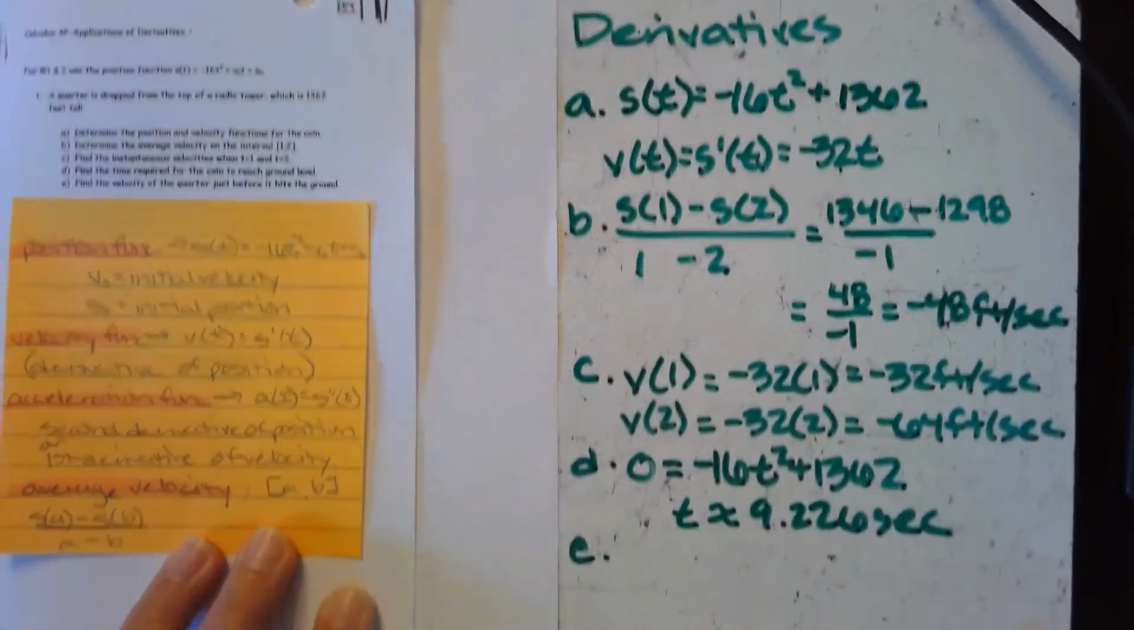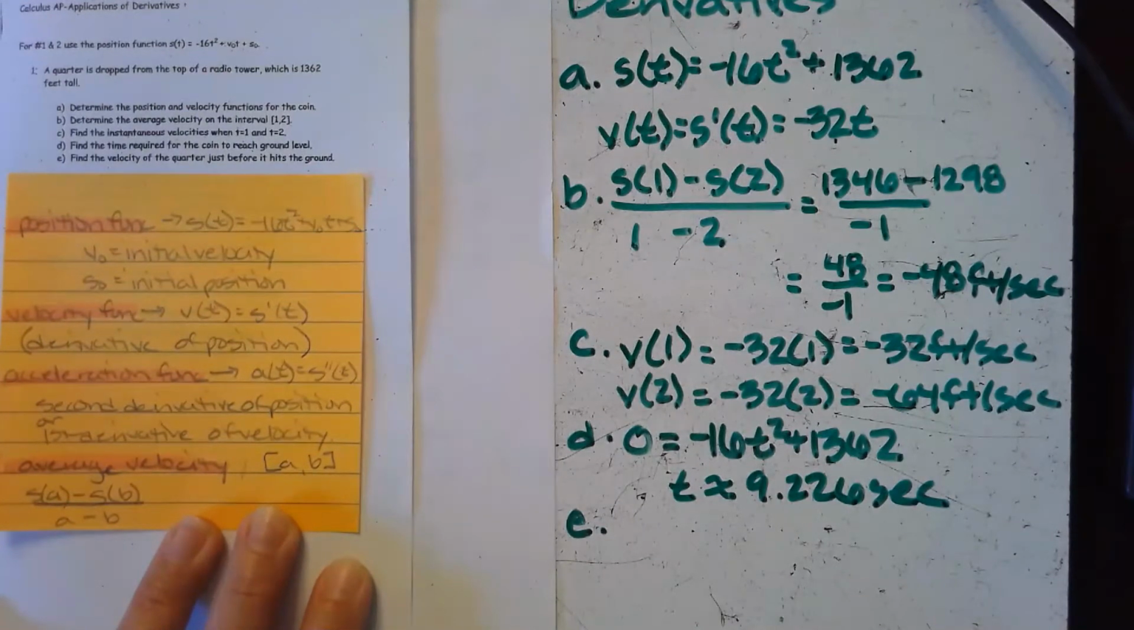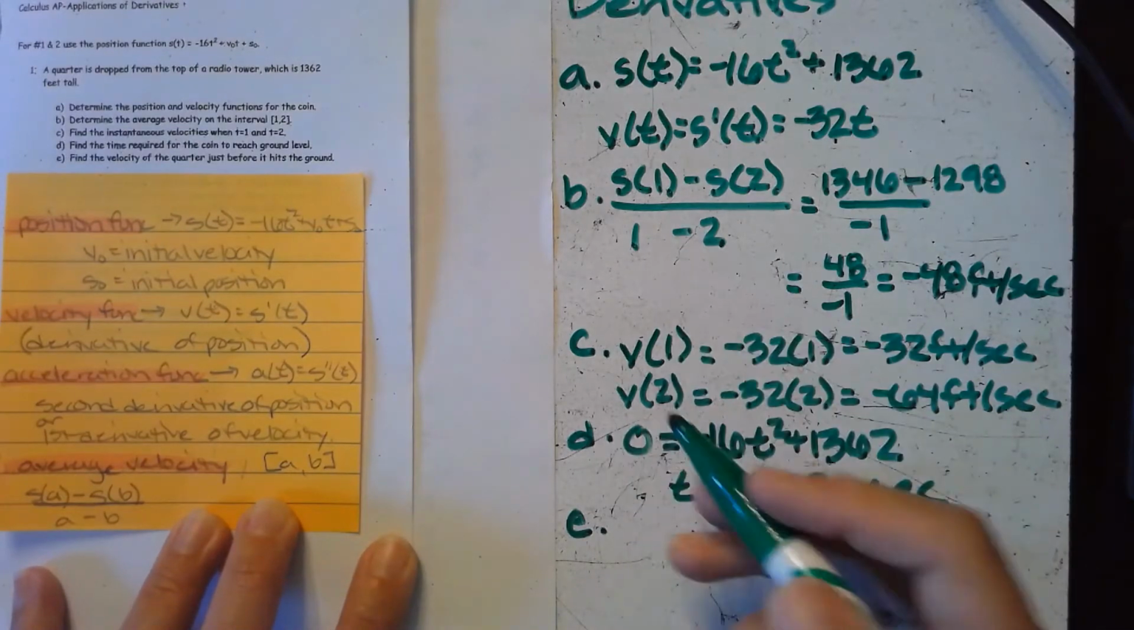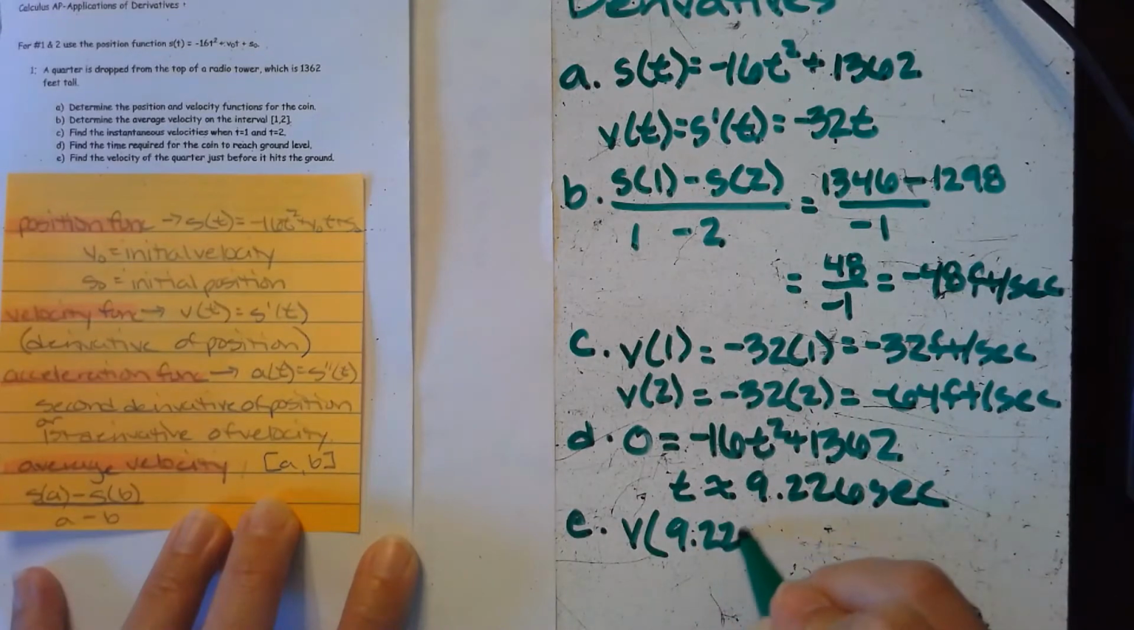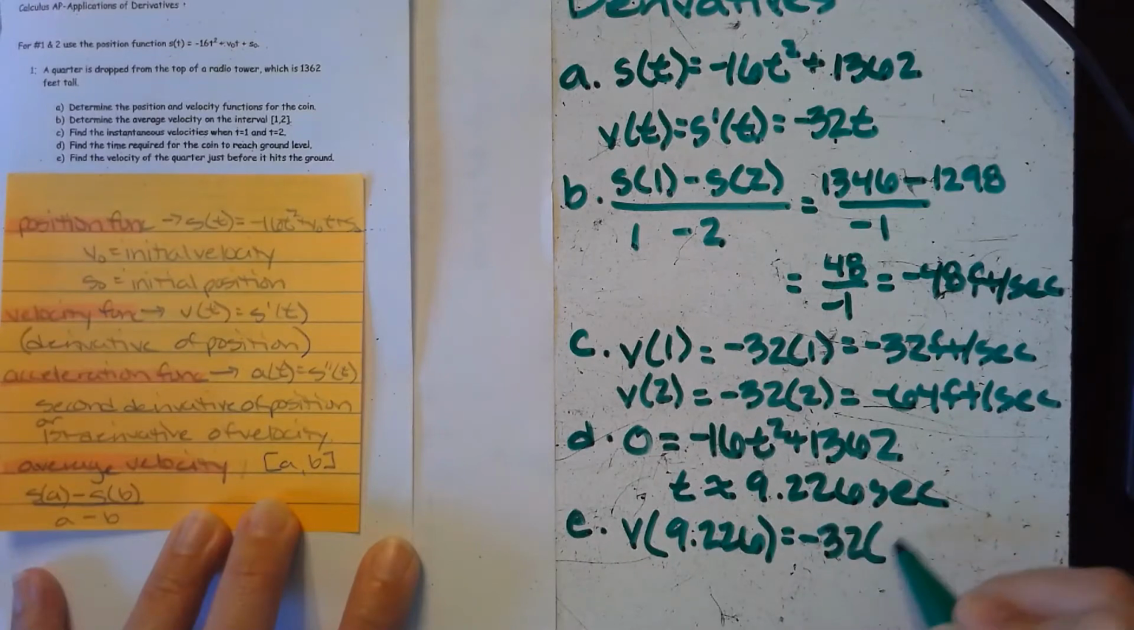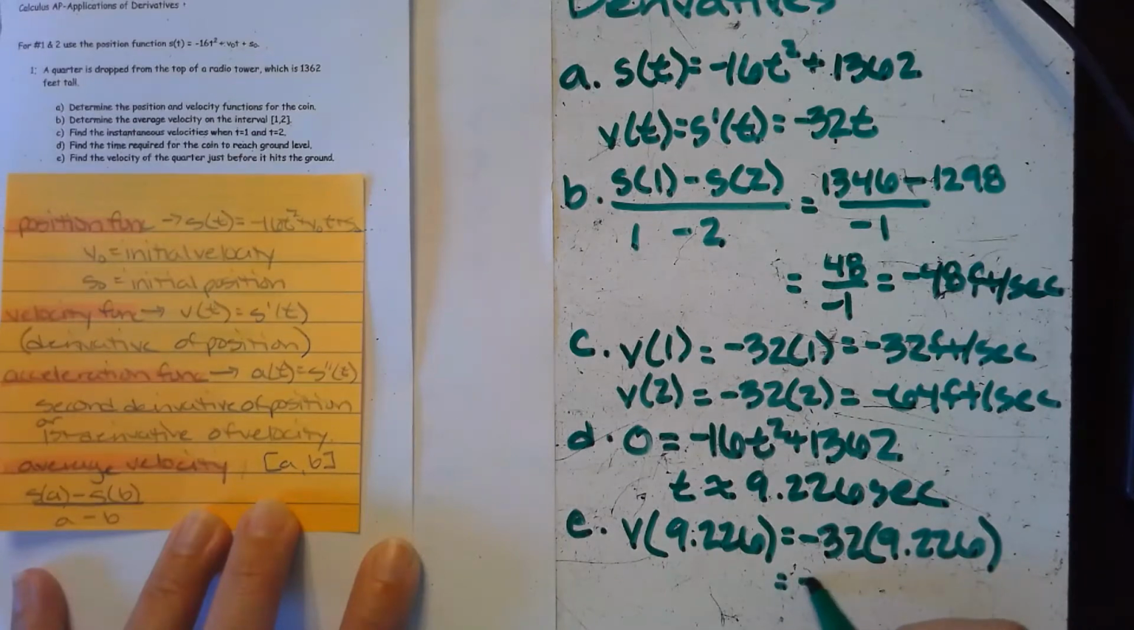And lastly, number 1, find the velocity of the quarter just before it hits the ground. So basically the velocity at this time right here, just before it hits the ground. And when I do that, what do I end up getting? Negative 295.232 feet per second. So right before it hits the ground, it's going this fast.